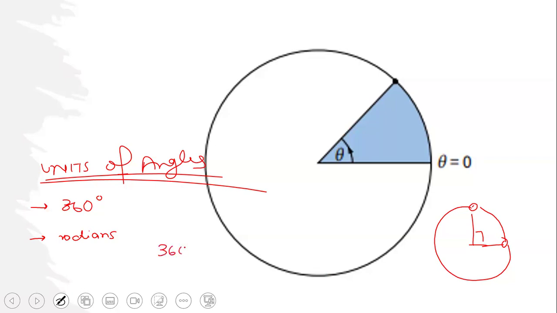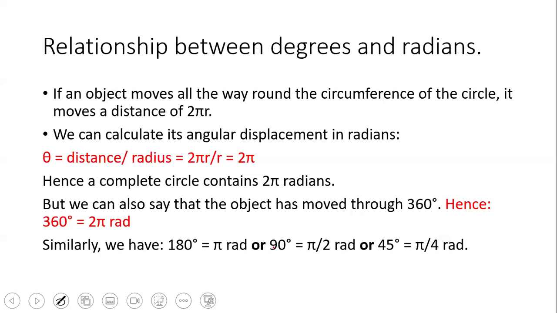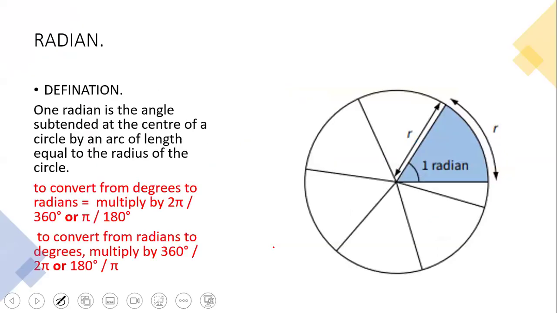Yeah, all right, perfect. So you should know 360 degrees is equal to 2 pi radians. Right, so I'm not going to spend time going over conversions with you. So that's your angular displacement, right? Angular displacement is simply the angle that an object is going to travel in circular motion.